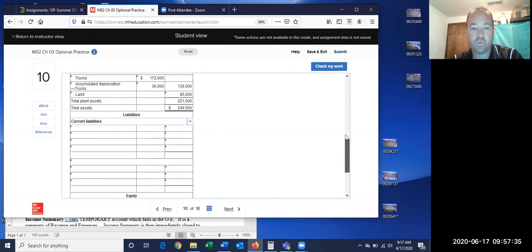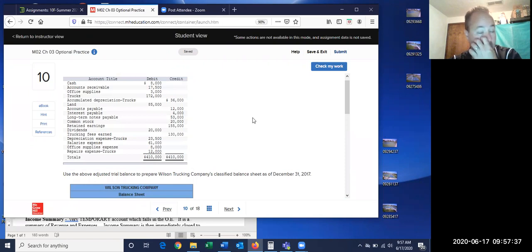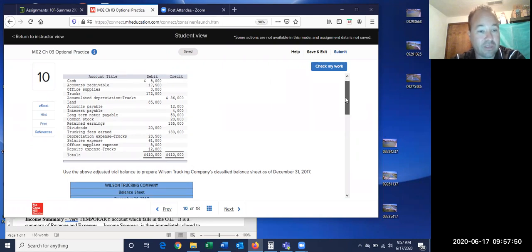So our current liabilities, ones that we're going to be paying off really soon. Accounts payable, that's one you usually pay off real soon. Interest payable is usually one you pay off real soon. And then long-term notes, that's pretty self-explanatory. That's going to be paid off over a long time.